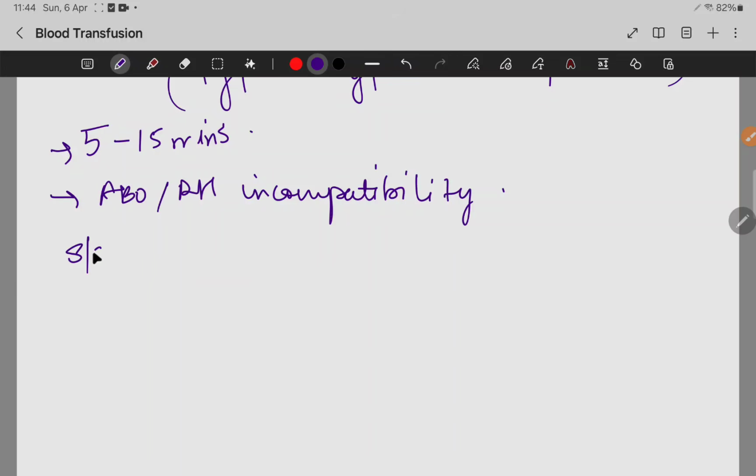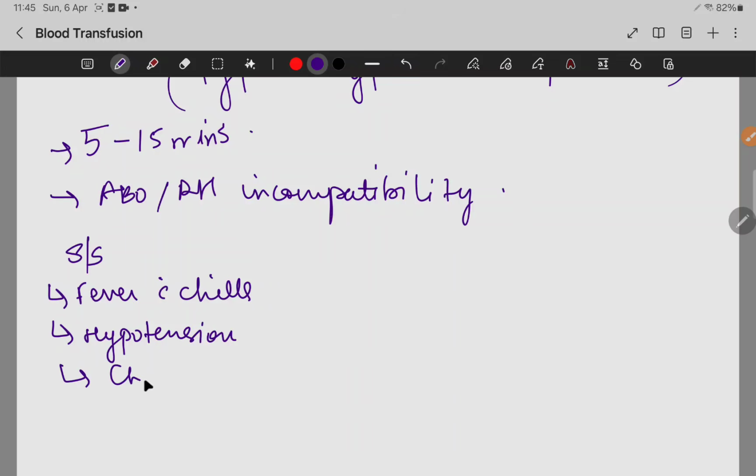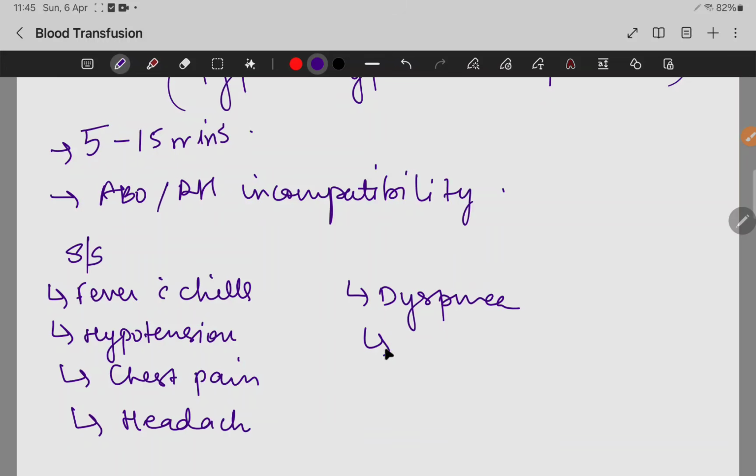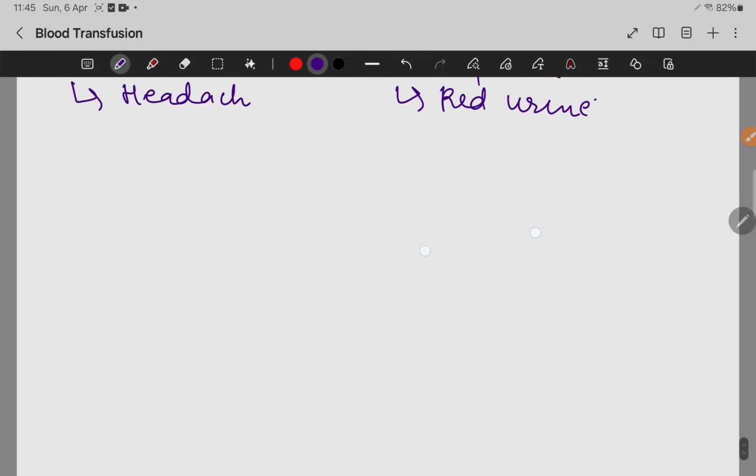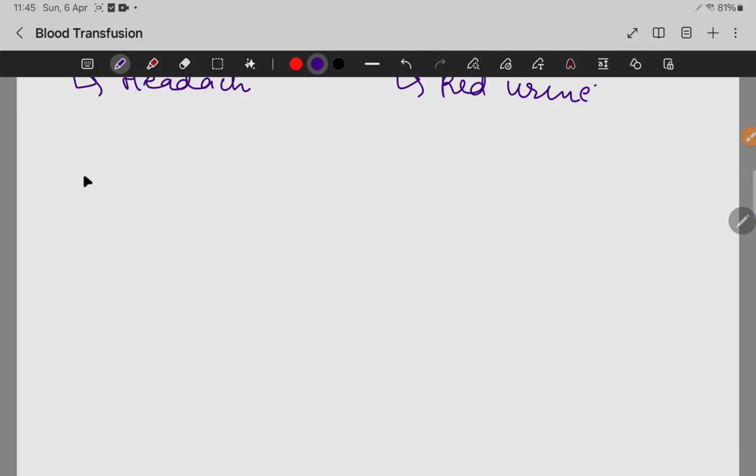Okay, what are the signs and symptoms? Maybe fever with chills, hypotension, chest pain, headache, the patient may complain of dyspnea, tachypnea, diaphoresis, and red urine, that is hemoglobinuria.